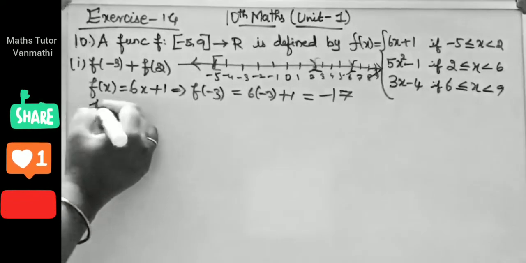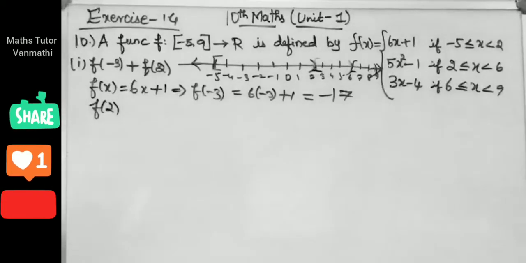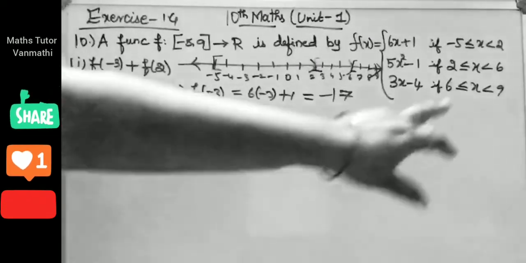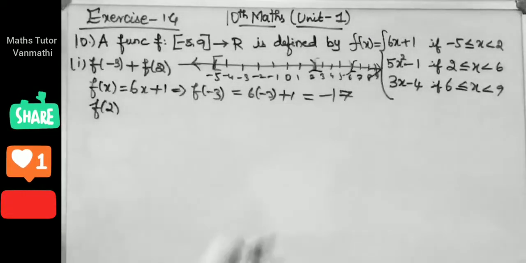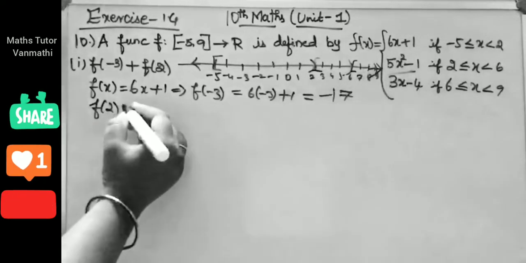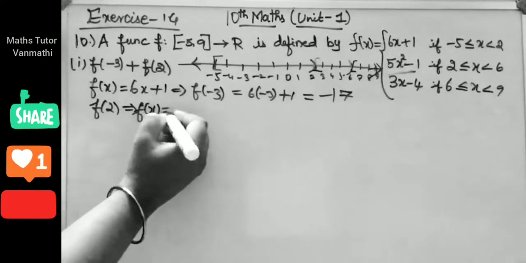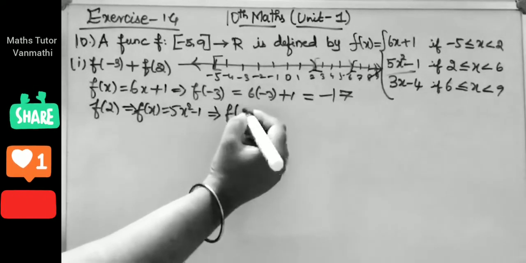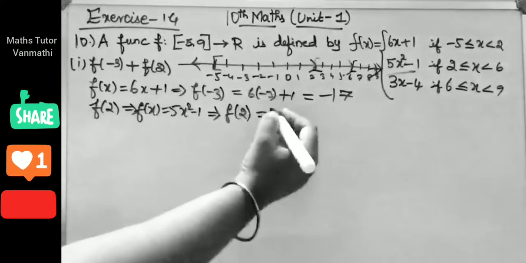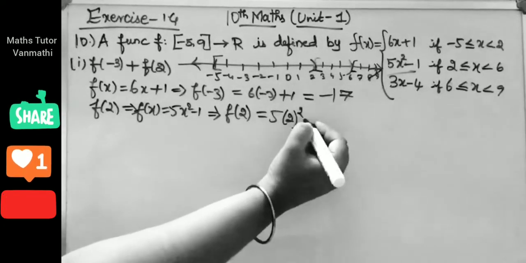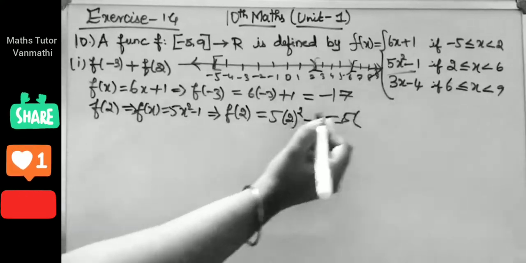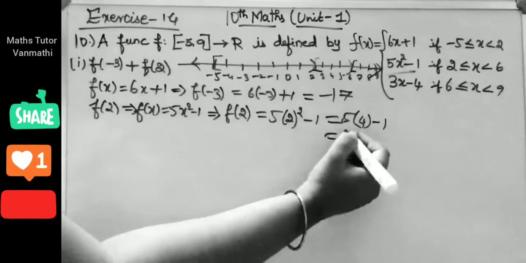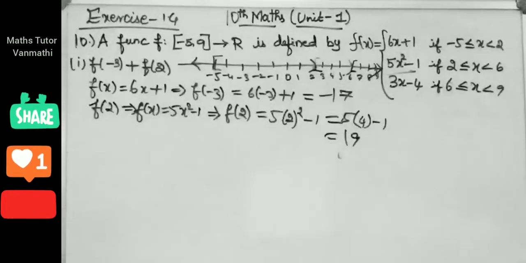Clear? Next, f of 2. Where does 2 lie? Here only the less than symbol is there, so 2 is not included. Here in 2 to 6, 2 is included. So we can take the second function, f of x is equal to 5x square minus 1, which implies f of 2 equal to, substituting in place of x, 5 into 2 square minus 1. 2 square is 4, 5 fours are 20, 20 minus 1 is 19. So minus 17 and 19 are your answers.